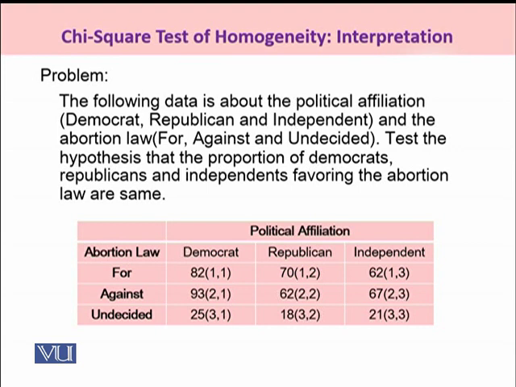The data is about political affiliation, which has three categories: Democrat, Republican and Independents. And against that, there is another variable which is categorical in nature that also has three categories: for, against and undecided. So you were required to test a hypothesis that the proportion of Democrats, Republicans and Independents favoring the abortion law are the same. You have learned how to enter this data, which is being shown in the contingency table, into SPSS by defining three variables: row, column and frequency.